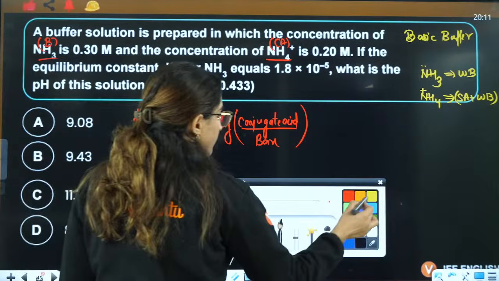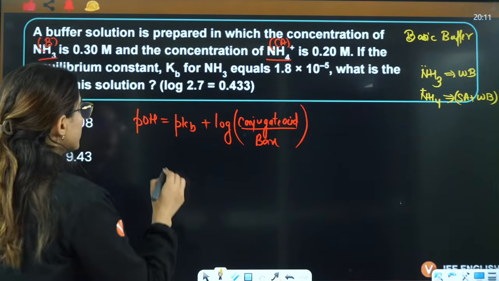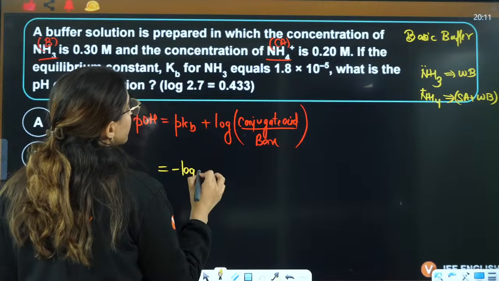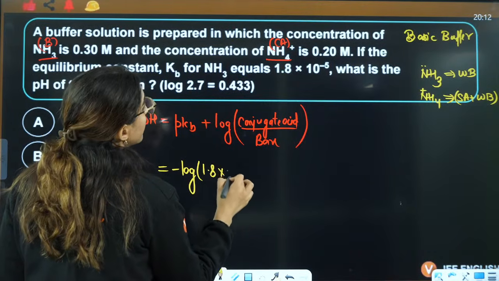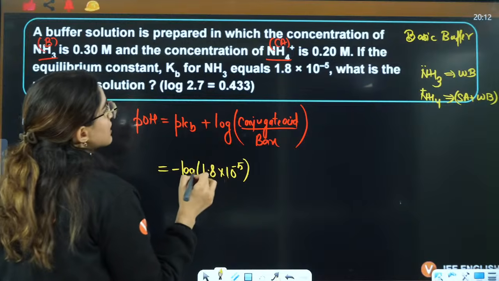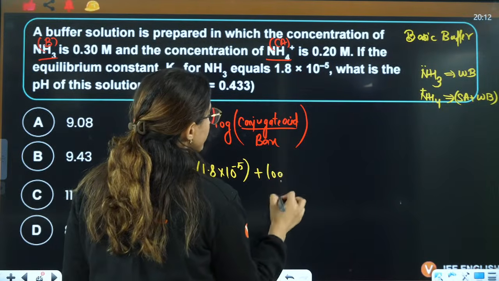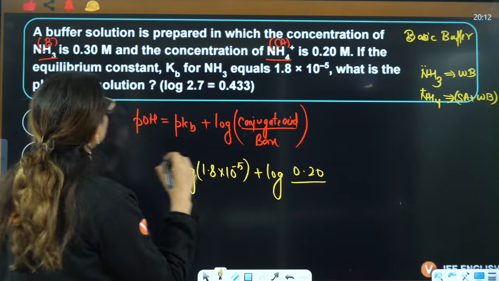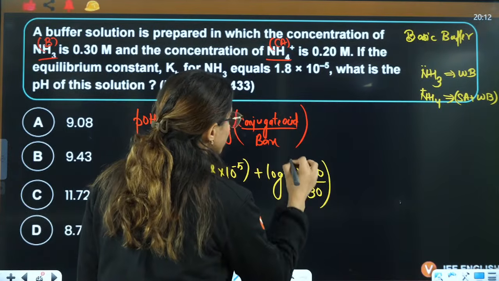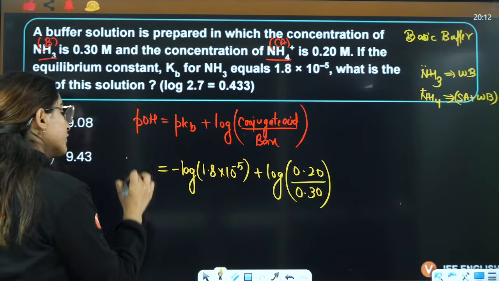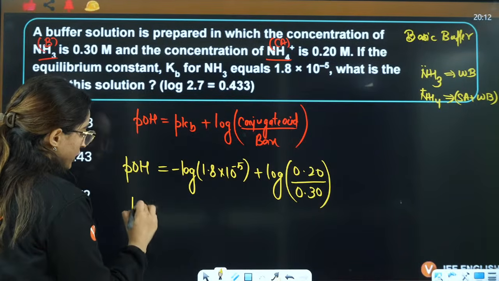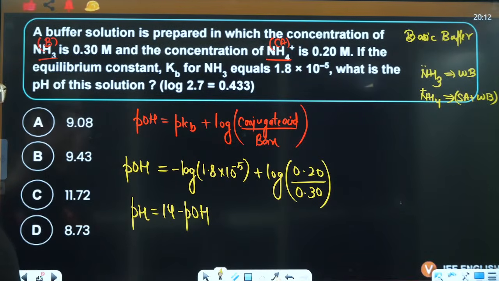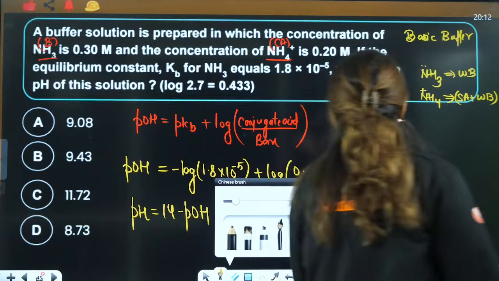So you can write this here, pKb value. See, Kb is given to you. So this is nothing but minus log of Kb. Kb is nothing but 1.8 into 10 raised to power minus 5, right? Then this is plus log of conjugate acid, which is 0.20, and this one is 0.30, base is 0.30. All the values are given, you will solve the value of pOH, then you will solve the value of pH as 14 minus pOH. Right?